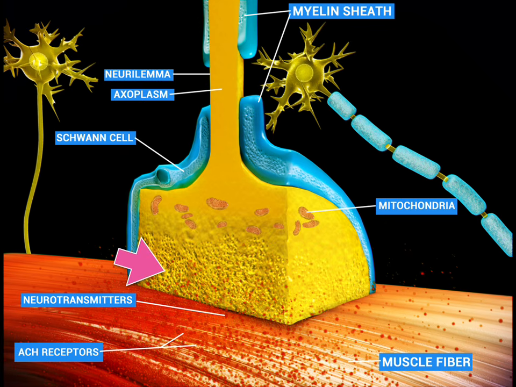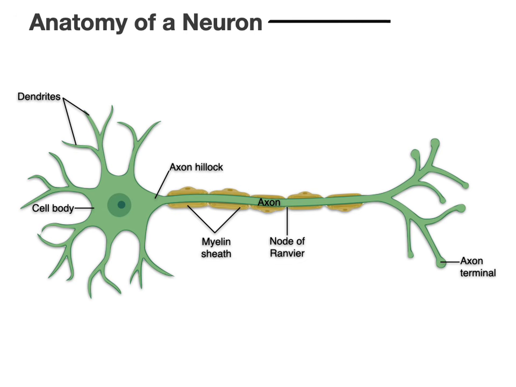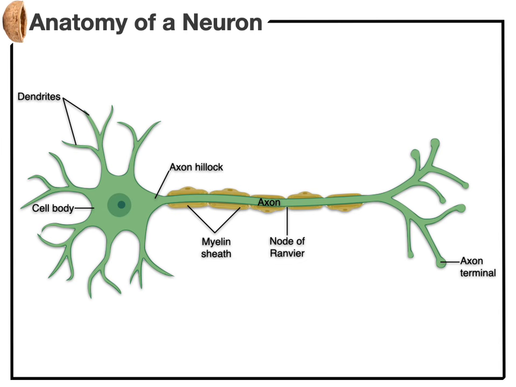There's a terminal axon, which then releases neurotransmitters into a synaptic cleft that binds to, in this case, acetylcholine receptors. And because this is a skeletal muscle fiber, that's a nicotinic cholinergic receptor. And it initiates, in this case, skeletal muscle contraction. And that, my friends, is the anatomy of a neuron in a nutshell.